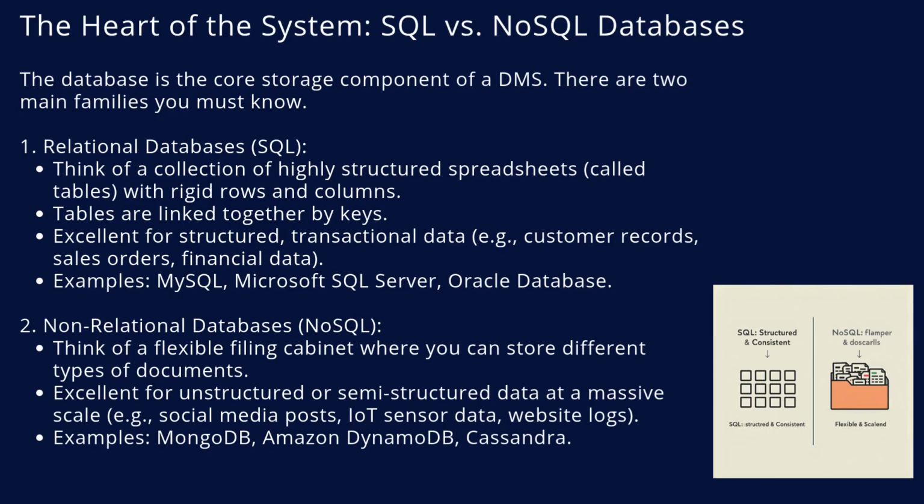The second family is non-relational databases, often called NoSQL. If a SQL database is a neat spreadsheet, a NoSQL database is more like a flexible digital filing cabinet. Instead of rigid tables, it stores data in more flexible structures, like documents or key-value pairs. This makes them brilliant for handling huge volumes of data that don't fit neatly into rows and columns, things like all the text from social media posts, the data streaming from thousands of Internet of Things sensors, or logs from a busy website. They are built for flexibility in massive scale. As a professional, your job isn't just to know how they work, but to advise on which is the right tool for the job based on the business's needs.